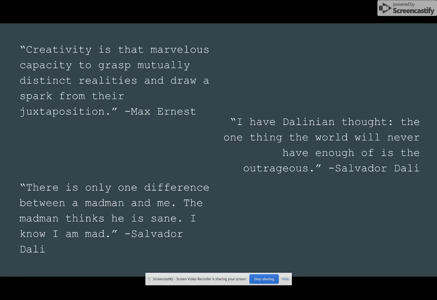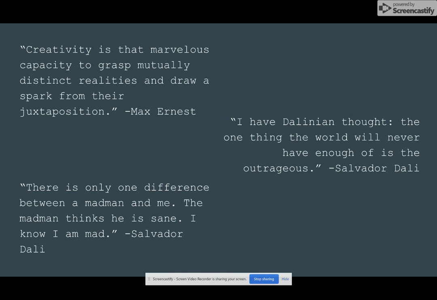So here's a few quotes. One is from Max Ernst: Creativity is that marvelous capacity to grasp mutually distinct realities and draw a spark from their juxtaposition. So kind of drew on that idea of subconscious thought. On the right, Salvador Dali said, I have Dalinian thought. The one thing the world will never have enough of is the outrageous. So that just kind of showed a little bit of his thought process in that.